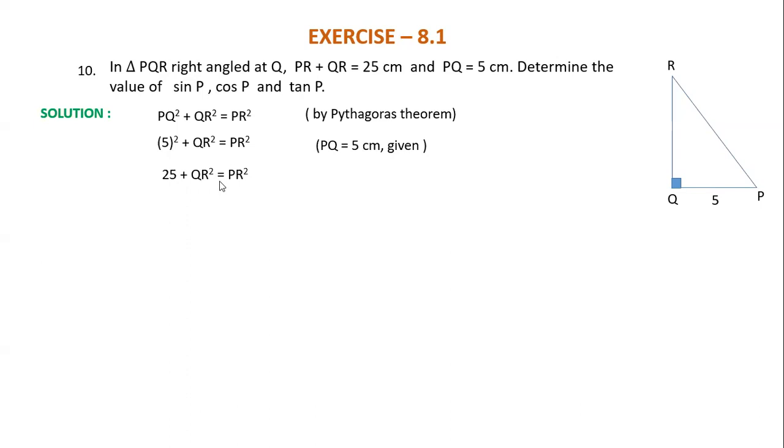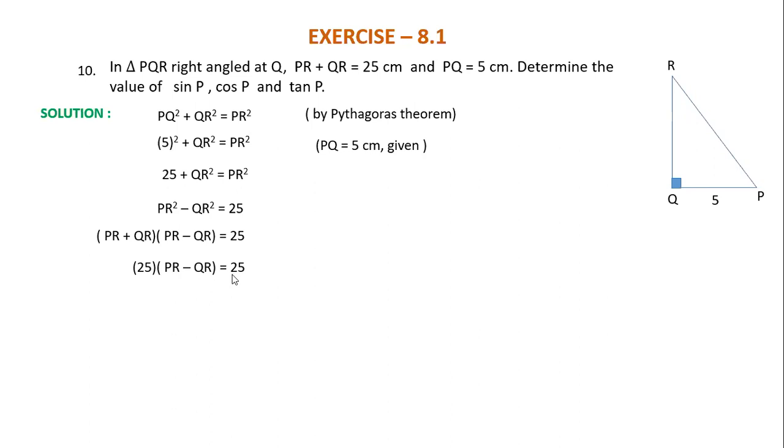25 plus QR square is equal to PR square. PR square minus QR square is 25. Clear? So PR square minus QR square, you use it as a square minus b square is (a plus b)(a minus b). That means this plus this, this minus this. So you can write it as (PR plus QR)(PR minus QR). PR plus QR is given as 25. So we put this value: 25 times (PR minus QR) is equal to 25.